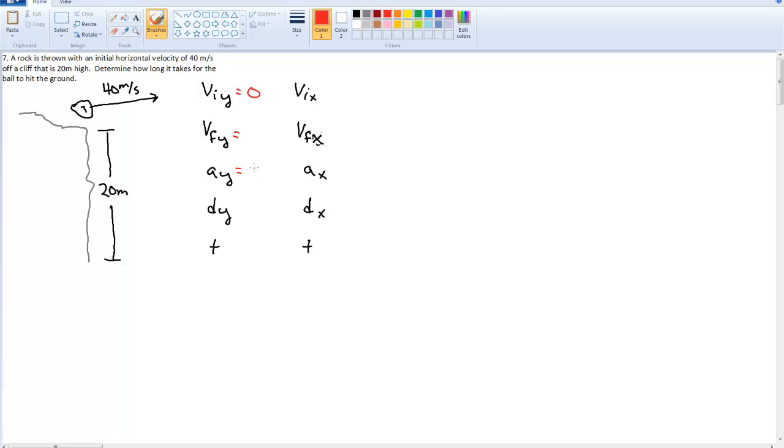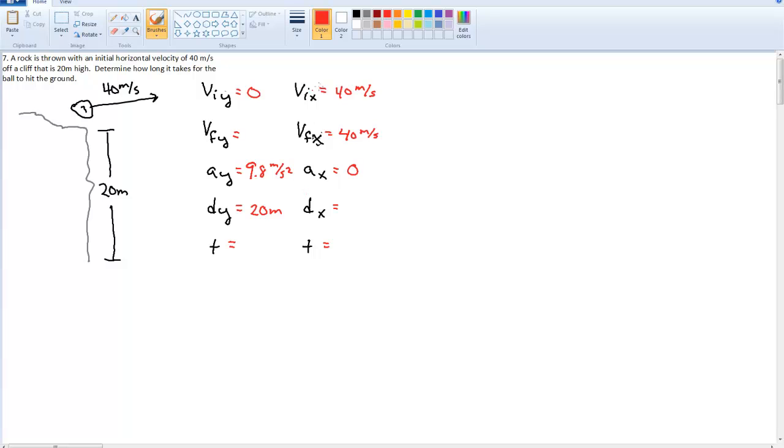Acceleration in the y direction: this is always 9.8 meters per second squared. dy, how high up the object is, its displacement in the vertical direction, that's 20 meters because the cliff is 20 meters high. And time, we don't know. Its initial horizontal velocity, they told us that was 40 meters per second. The final horizontal velocity is also 40 meters per second because the horizontal velocity never changes. It never changes because the acceleration is always 0. dx, how far it goes, we don't know, and time is going to be the same.